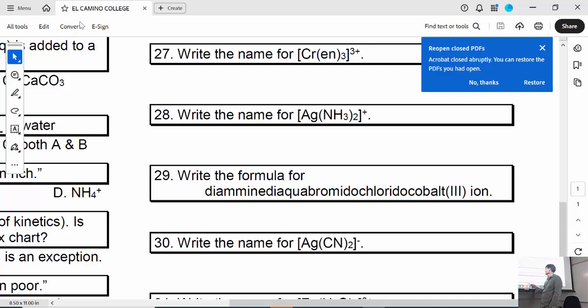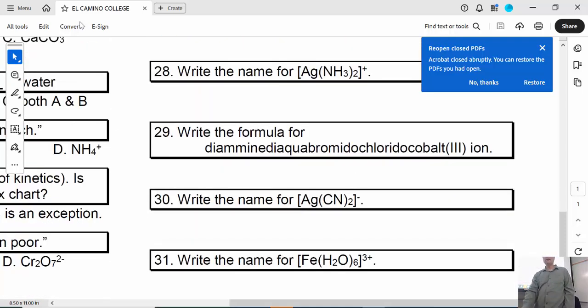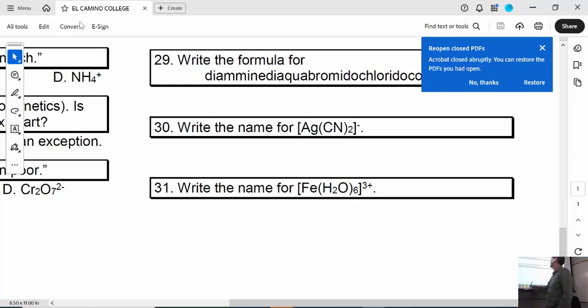Write the name for this. Cyano or cyanido, either, I don't care. Silver or argentate? Here I care. It's going to be argentate, Roman numeral 1. And so dicyanido or dicyanoargentate 1. And then this one would be hexaaqua, iron or ferrate? Iron, 3.